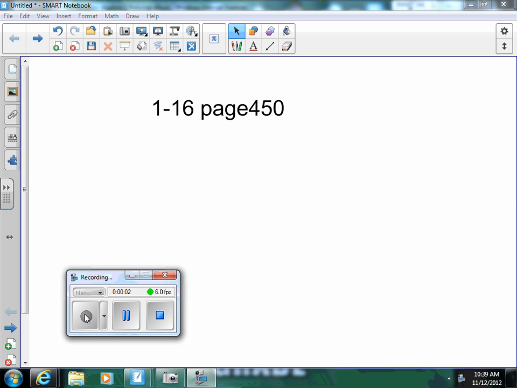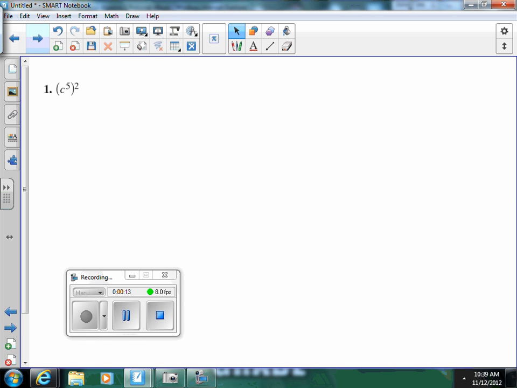Okay, I'm going to give you the fully worked answers for questions 1 through 16 on page 450. Question 1 is c to the 5th squared, which becomes, this is a nice quick one, we just use the exponent rule, which is a to the m to the n, which is a to the m times n. We do 5 times 2, which is 10. This becomes c to the 10th. That's your answer.